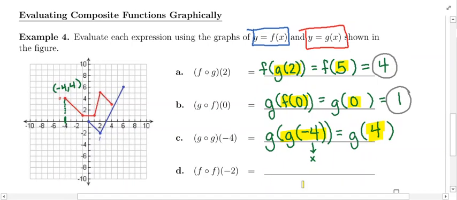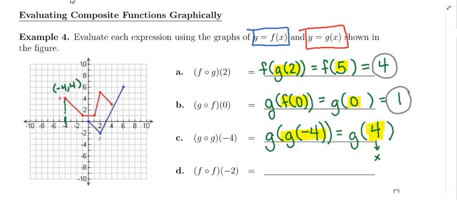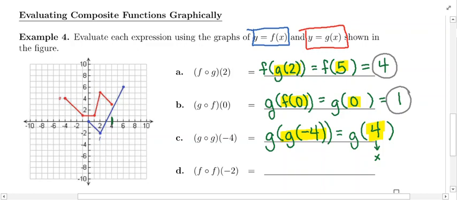What we do now is we are left with g of 4. So 4 is our new x value, and we're plugging it into the red function, g. We need to find g of 4. What's the y value if x is 4 on the red graph? Let's figure this out. Now we're looking at x equals positive 4, which is right here. Go up to the red graph. That's this point right here. This point is (4, 3). So if x is 4, the y value is 3. The answer here is 3.